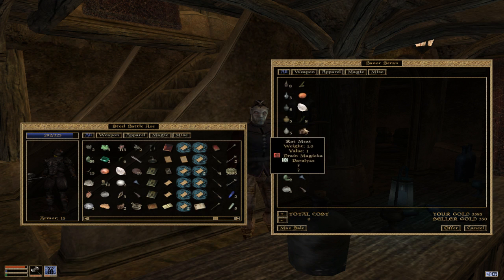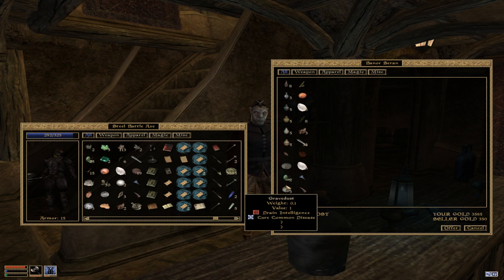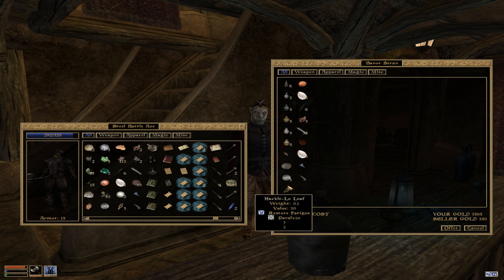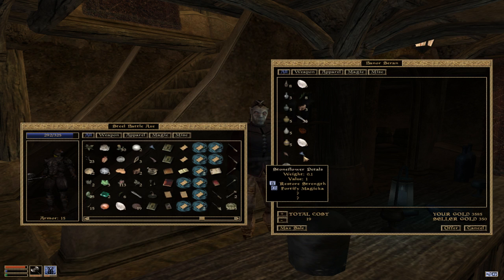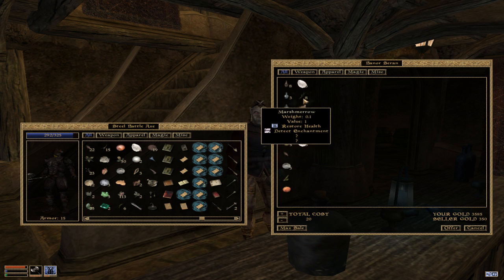Let's look for this. What's the mock? Maybe an interesting region here. Can buy this one. Fortify intelligence, that's interesting. This one is interesting too. Can buy this one. Other stuff seems to be unimportant for us.